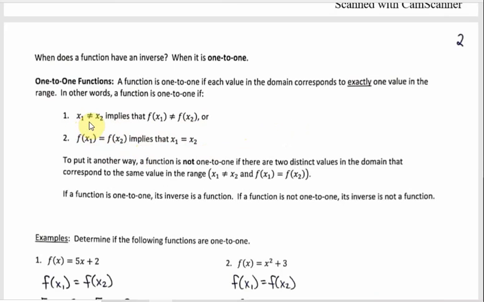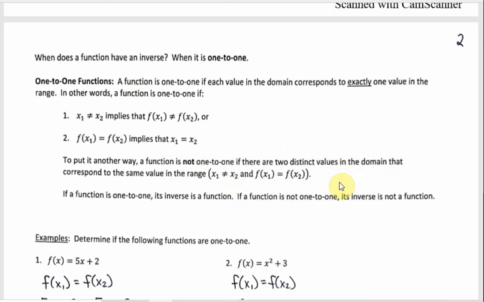So if x1 and x2 are different, so you have different x values, that means that f of x1 has to be different than f of x2. Or the contrapositive, if f of x1 equals f of x2, then x1 equals x2. To put it another way, a function's not going to be one-to-one if there's at least one instance somewhere where you have x values that are different, but the corresponding function values are the same.